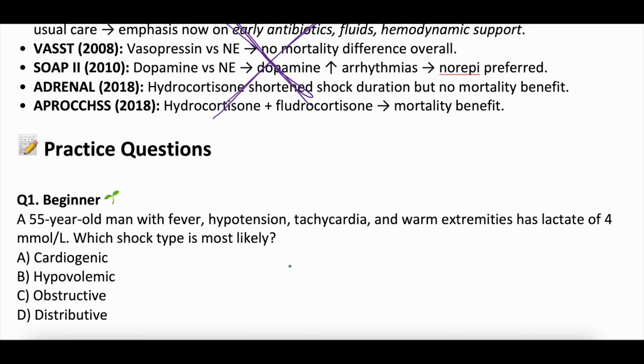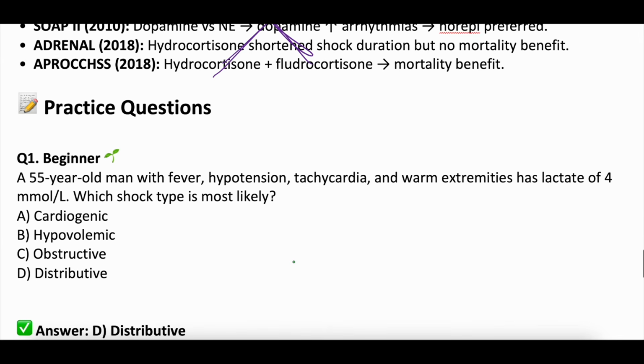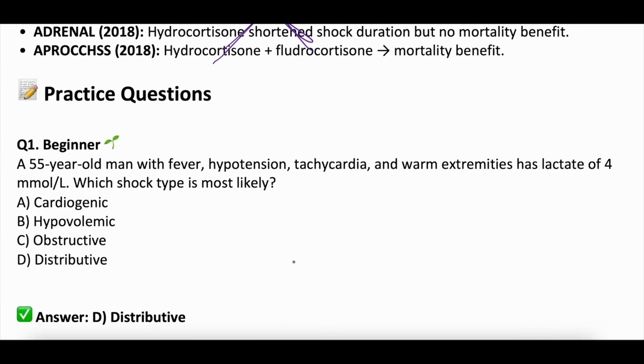So question 1, beginner. A 55-year-old man with fever, hypotension, tachycardia, and warm extremities has a lactate of 4. Which shock type is most likely? A, cardiogenic, B, hypovolemic, C, obstructive, or D, distributive? Well, you know the topic of the episode, so the answer most likely is D, distributive. So why, right?